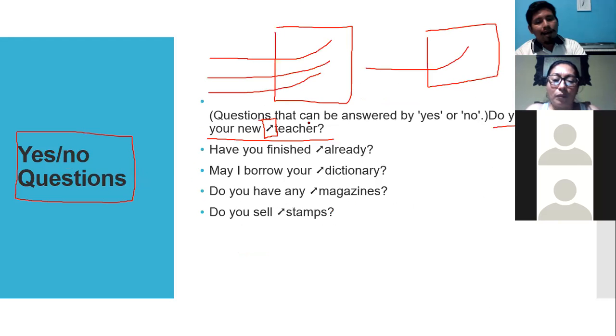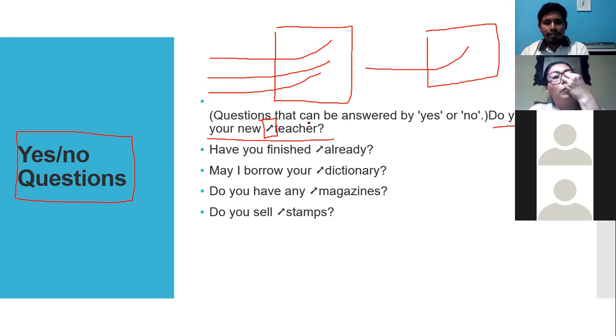For instance, here we have an example of it. Yes/no questions are questions that can be answered yes or no, like, for instance, "Do you like the new t-shirt?" So that's a rising intonation. And the answer could be, "Yes, I like it," or "No, I don't like it," okay?